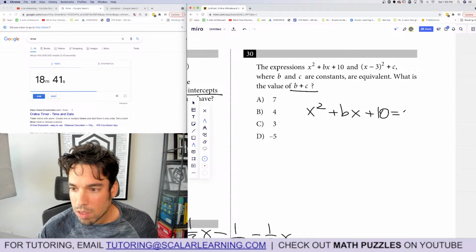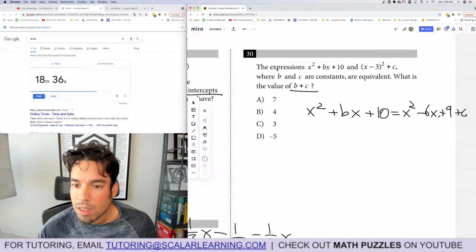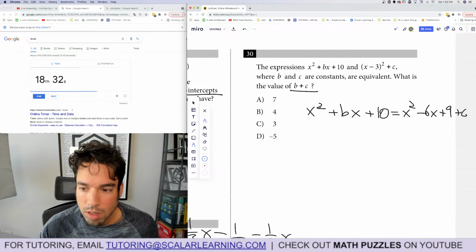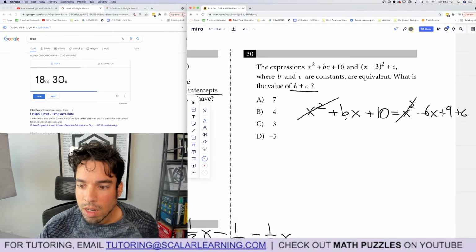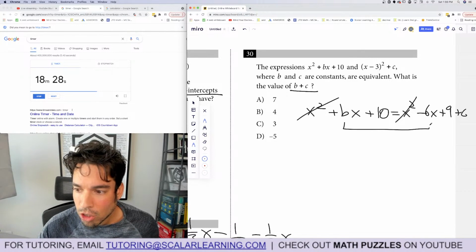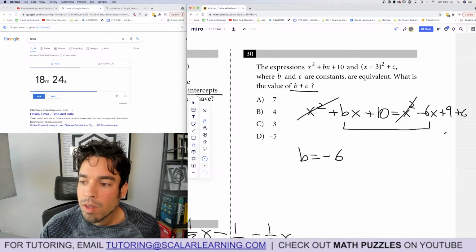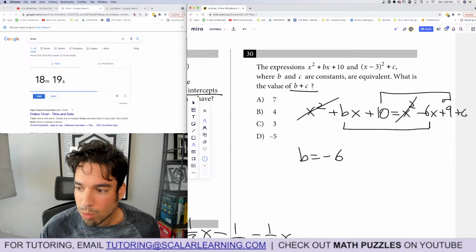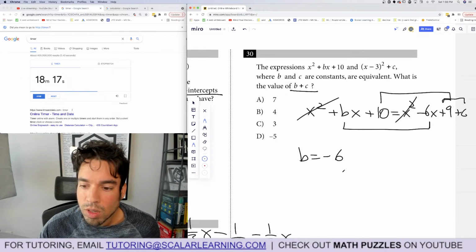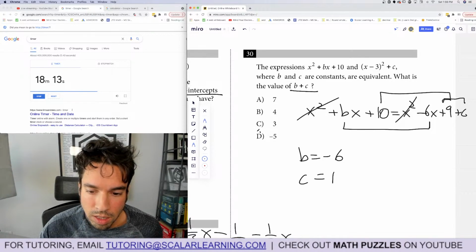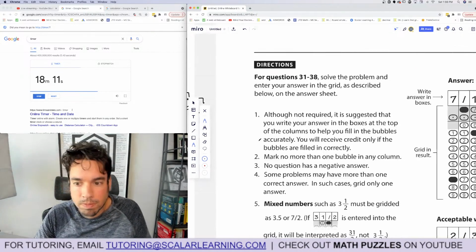I'm going to FOIL this. x squared minus 6x plus 9 plus c. These are equivalent, which means the x squared terms cancel. And that means b has to match up with this, because that's the only other x term. So b equals -6. And this 10 has to match up with 9 plus c, because those are the two constants. So c equals 1. So -6 plus 1 is -5. All right, sweet.